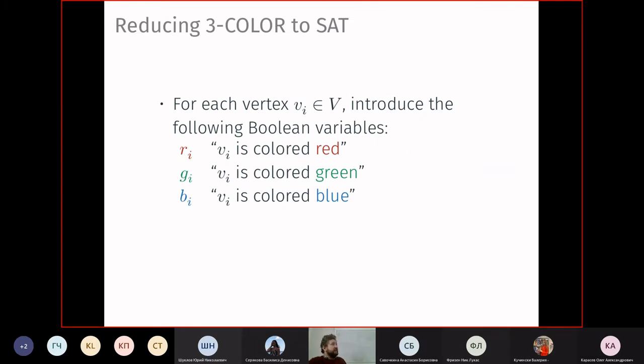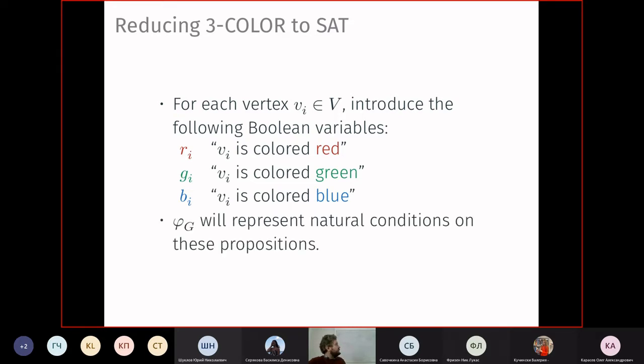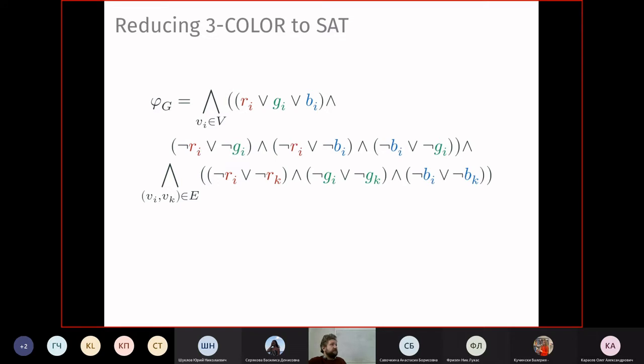So for each vertex Vi, we introduce the following Boolean variables, R, G, and B, which say what is the color of the vertex. It's either red or green or blue. And then this formula will represent natural conditions on these elementary propositions. So by now these are just variables, we don't know their meaning, but we will impose certain conditions on them. And this is how it is done.